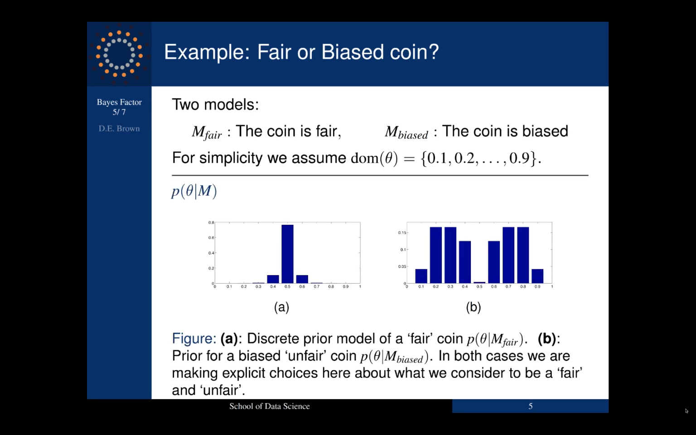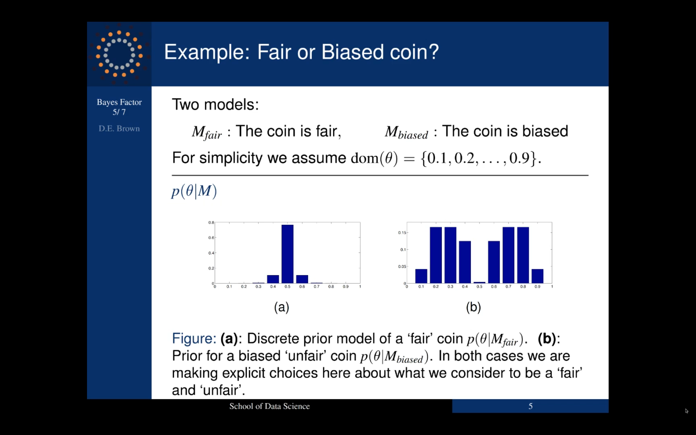Now, as we saw, in order to calculate the likelihood, we're going to need to find the distribution for the probability of each of these values for theta, given the type of coin we have, the model, whether it's fair or biased. So we're going to need to calculate the probability of theta, each one of the values for theta, given the model being either fair or biased.